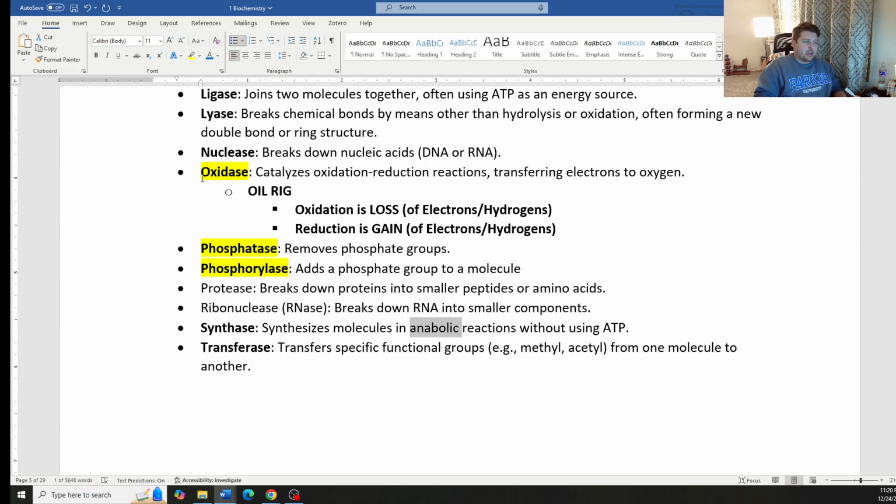I always think of anabolic. You always hear anabolic steroids. Makes you grow big, big, big muscles. Makes things grow, brings things together. Synthase anabolic reactions are synthesizing or making stuff bigger, bringing stuff together. The opposite of anabolic is catabolic. Catabolic is breaking things down.